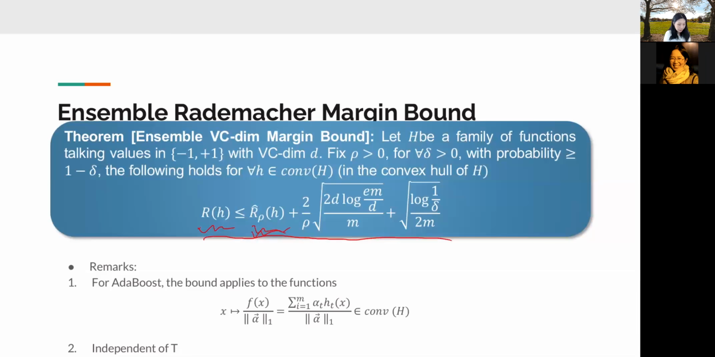So with high probability, this generalization gap is going to be upper bounded by 2 divided by rho, and this is very important here. So it depends on the margin choice, right? If you select rho to be something smaller, what happens? This R hat rho of H is going to be larger or smaller when rho is smaller?